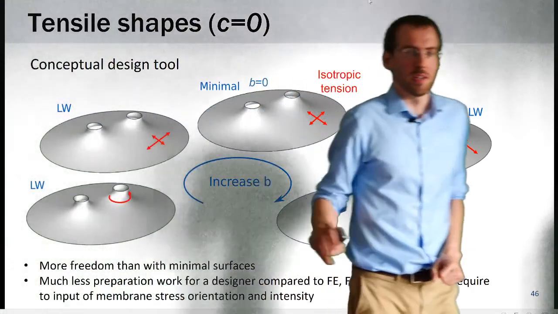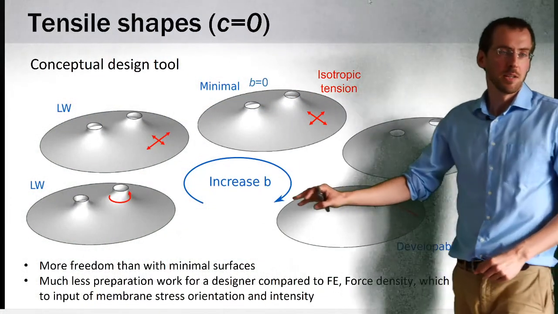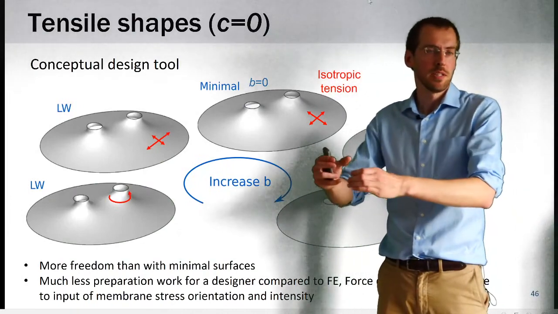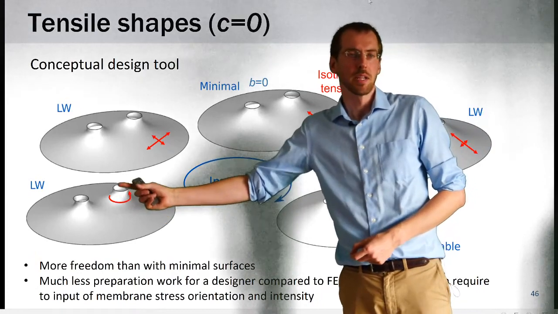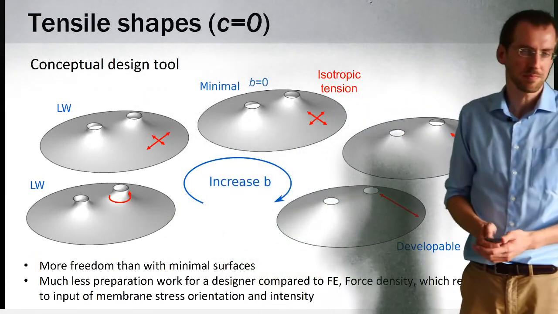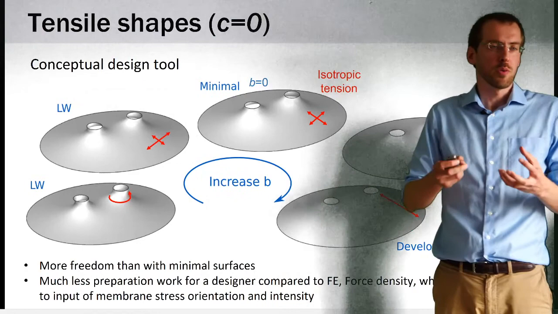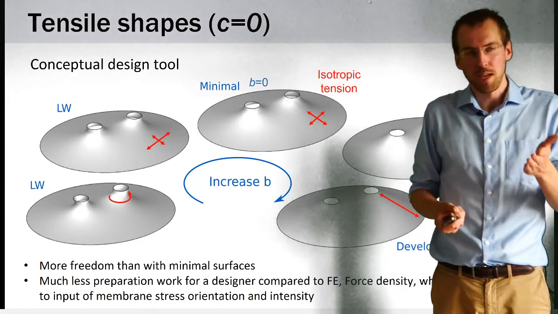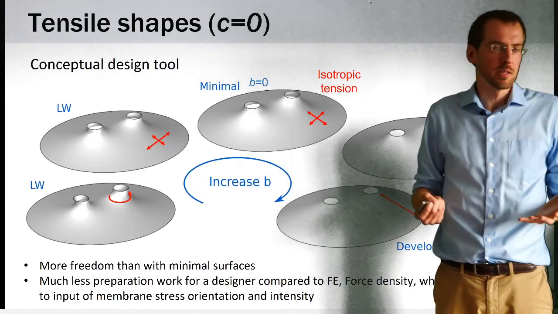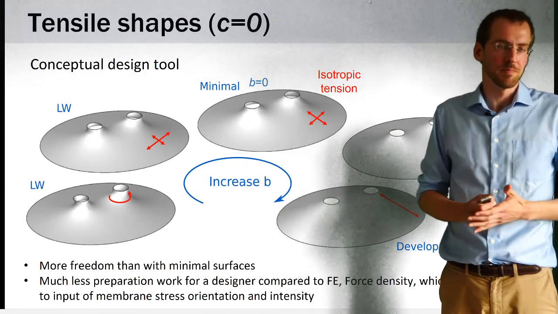If you choose a value of B that is negative, it would be like increasing the radial tension on your surface, and you will start seeing this necking appearing near the circles. So we have much more freedom than with minimal surfaces, but we are not able to obtain the shape of all the tensile membranes that are possible on this boundary.